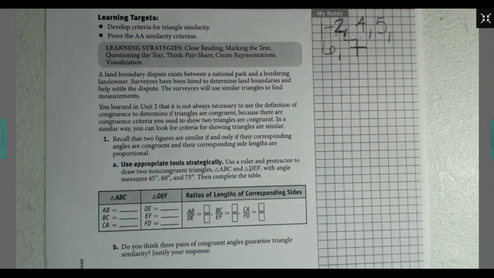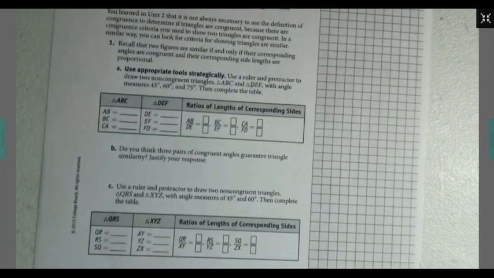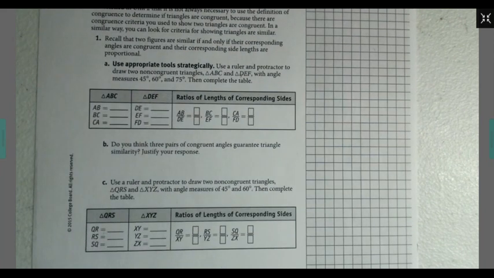Number 1, recall that two figures are similar if and only if their corresponding angles are congruent and their corresponding side lengths are proportional. A. Use a ruler and a protractor to draw two non-congruent triangles, triangle ABC and triangle DEF, with angle measures of 45 degrees, 60 degrees, and 75 degrees, and then complete the table. B. Do you think 3 pairs of congruent angles guarantees triangle similarity?